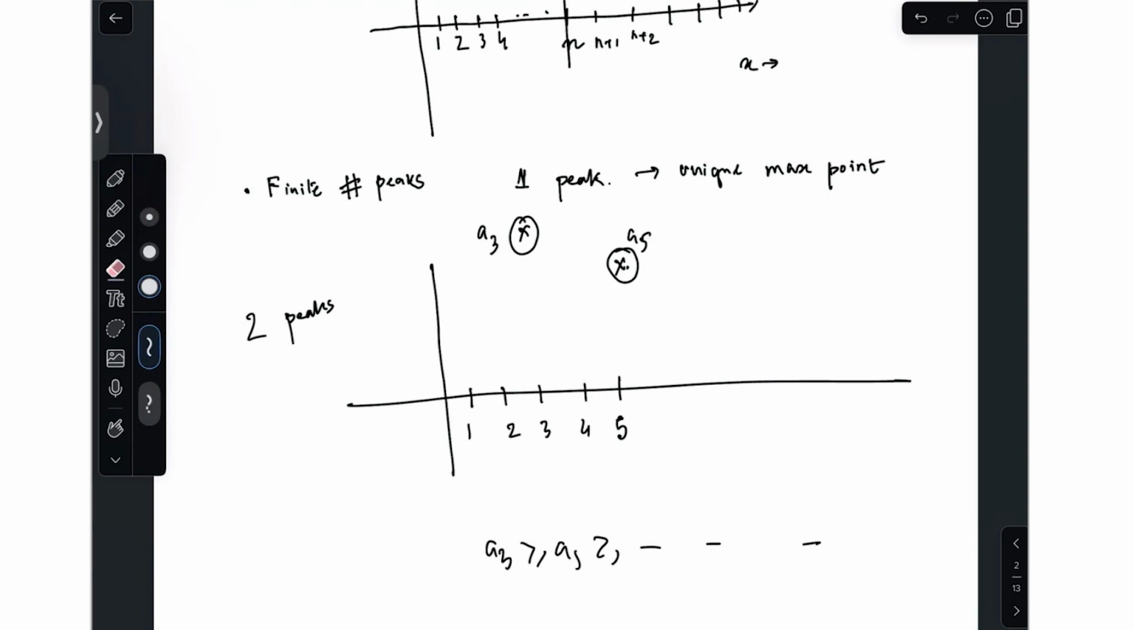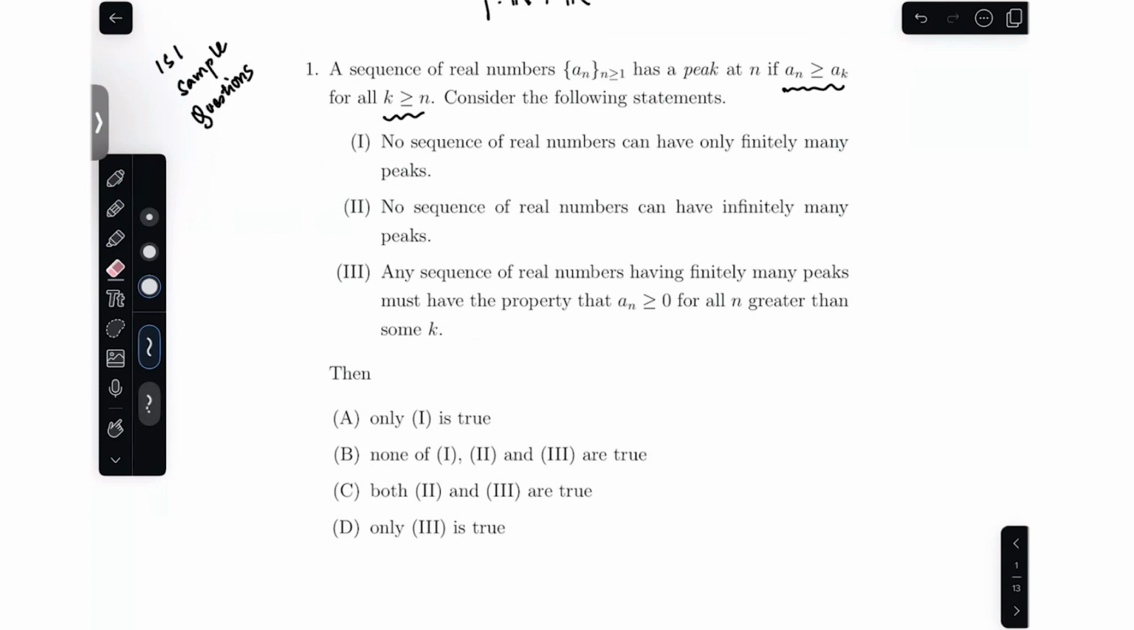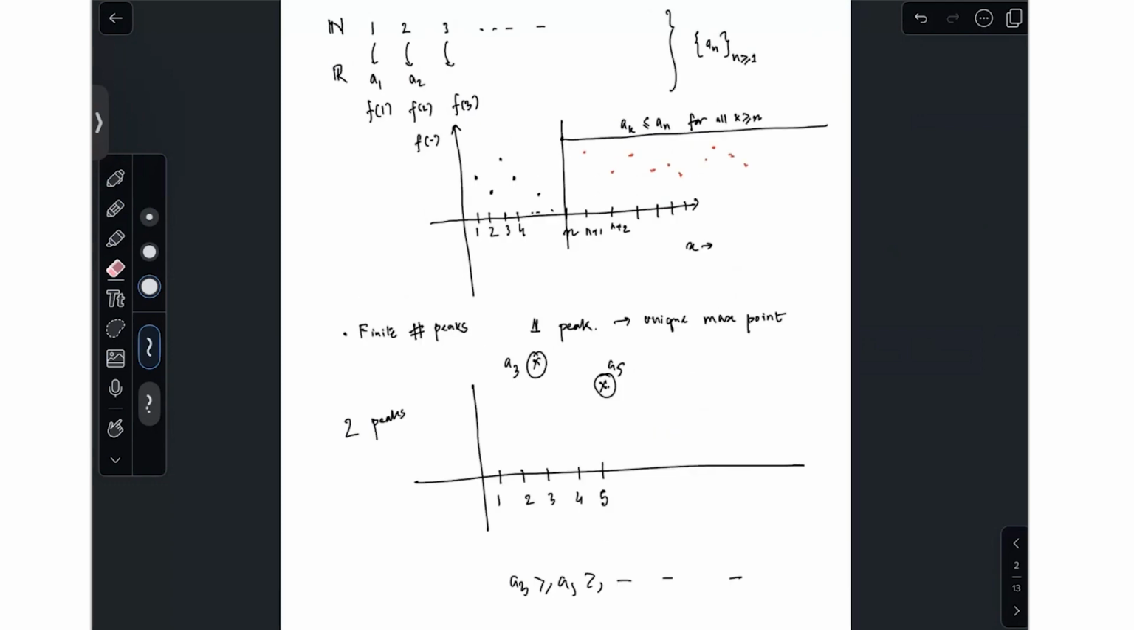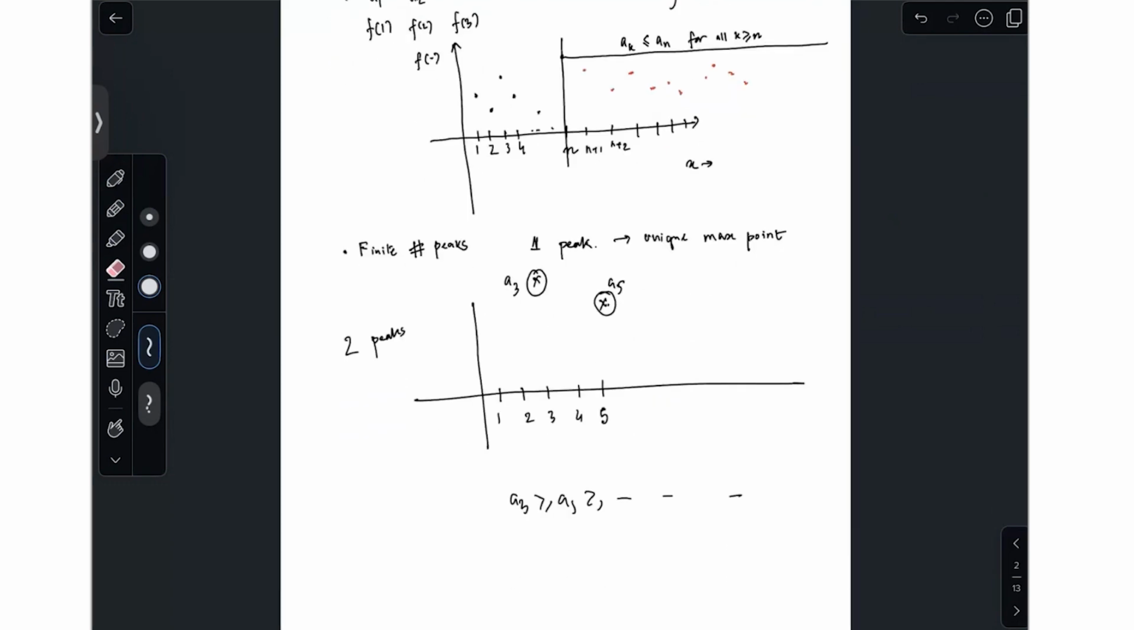So you are understanding the process, what's going on. So it's like you fix 2 points and then you can manage the other things, right? So the question is that no sequence of real numbers has only finitely many peaks. So can we? So this will be false. So we can see that probably we can make up two peaks, right?